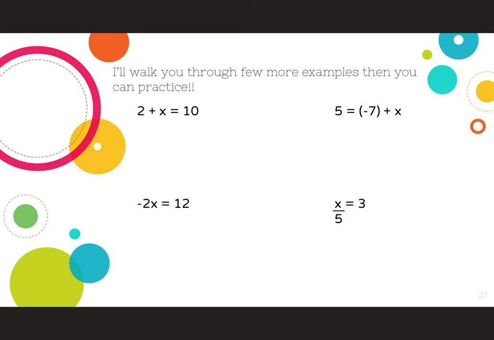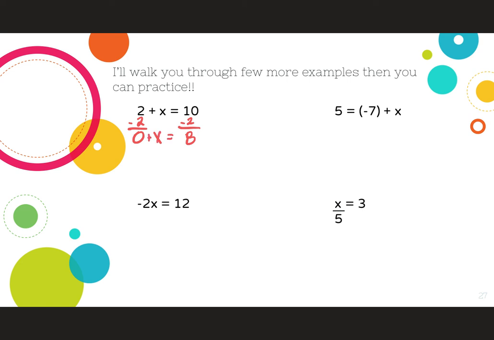So if we want to do that, figure out what we want to do. We want to get rid of that. So we want to get rid of this by taking away 2. Again, if we do it to one side, we've got to do it to the other. Check our answer. 10 minus 2 is 8. 2 minus 2 is 0. So we have x equals 8.